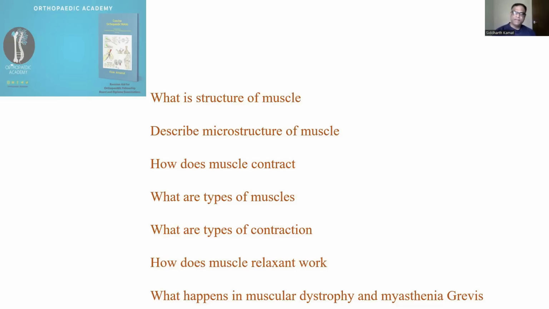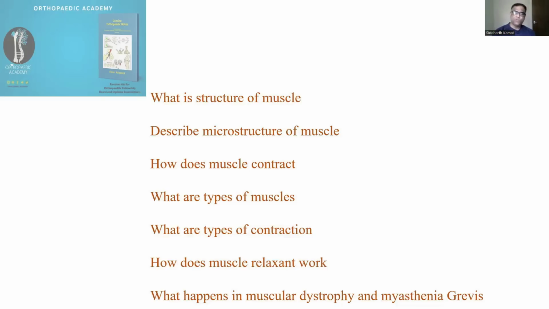What happens in myasthenia gravis is a bit different. The acetylcholine receptors are destroyed by autoantibody. Hence, acetylcholine does not have a place to work on and paralysis occurs. This affects a rapidly acting muscle like the eye muscle.